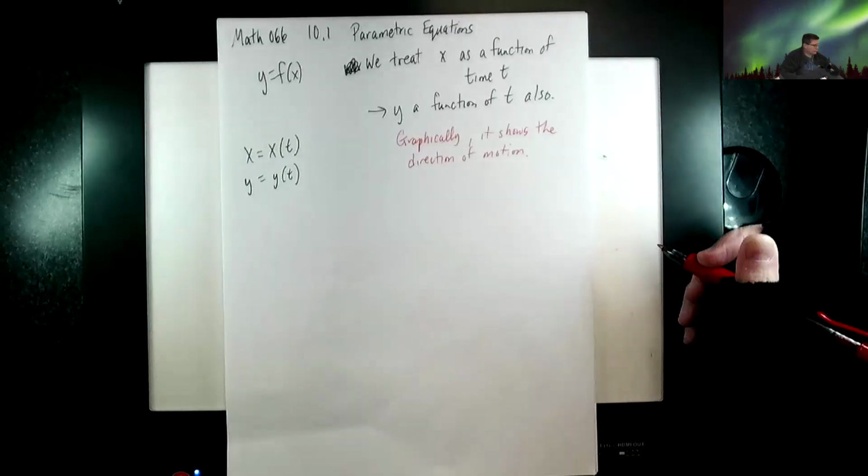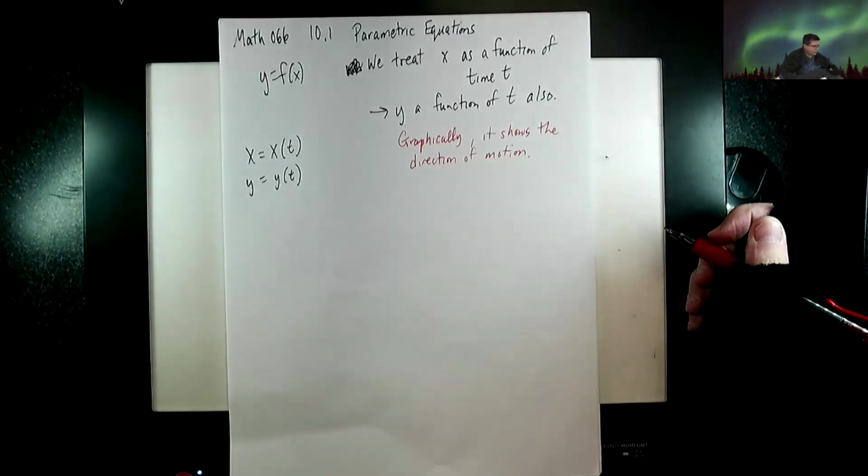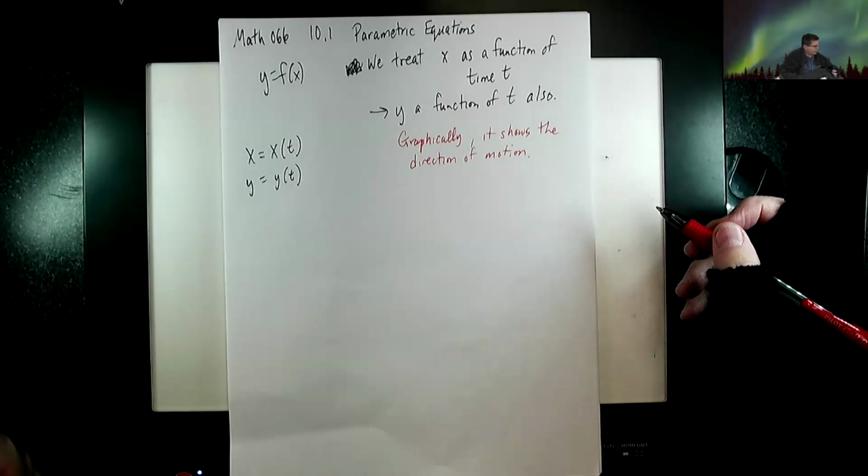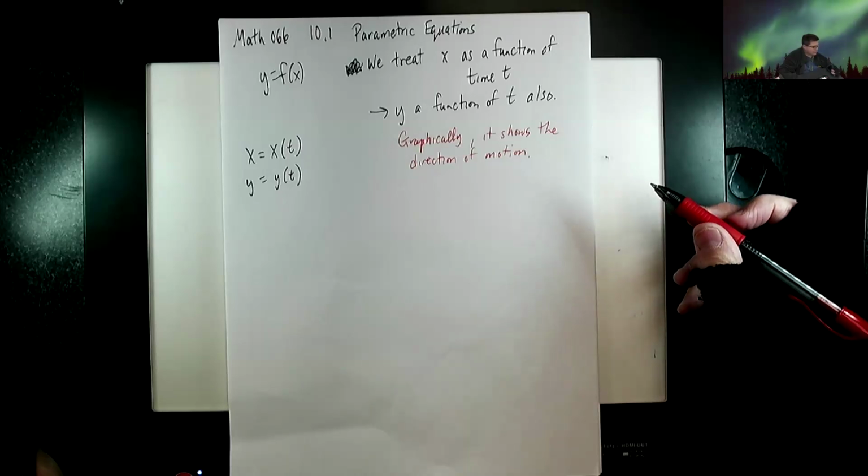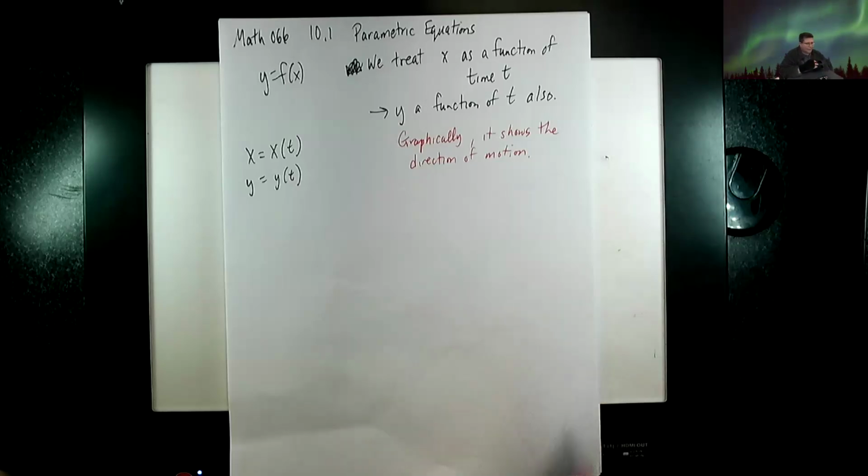Which is important. Calc 3 is 3D, and it's basically necessary for all of physics, and physics has a lot to do with motion, so direction matters. So let's just look at a couple examples, graph them out.